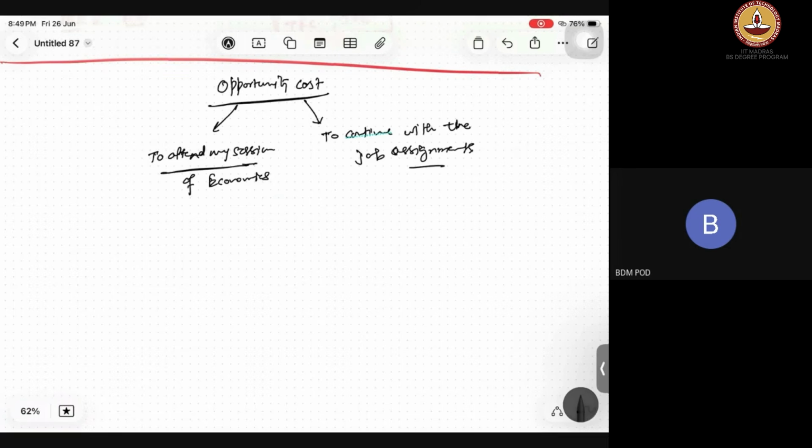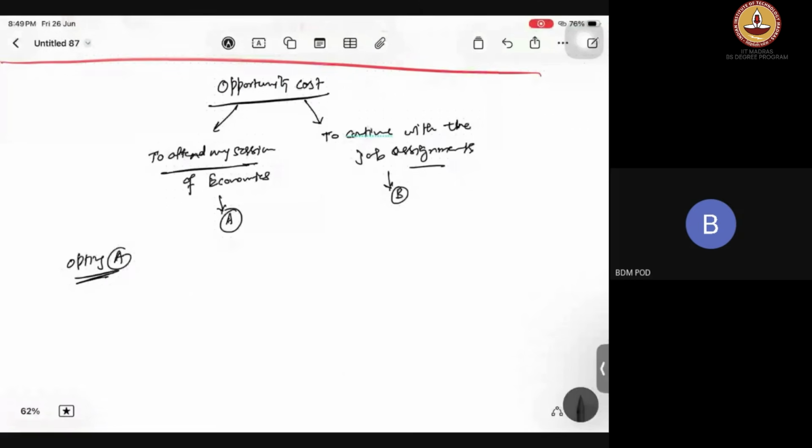Okay, so these are the two options you have. Whatever you are opting, suppose this option is A and this option is B. If you are opting for option A, it means the value which you are losing, or which you are forgoing, to opt for option A is called the opportunity cost.